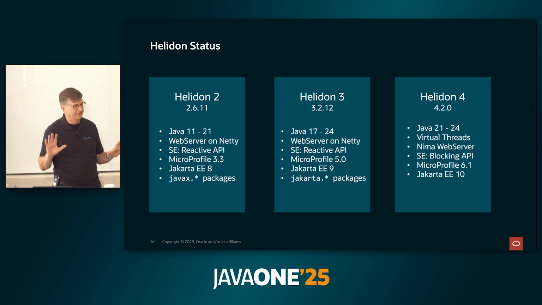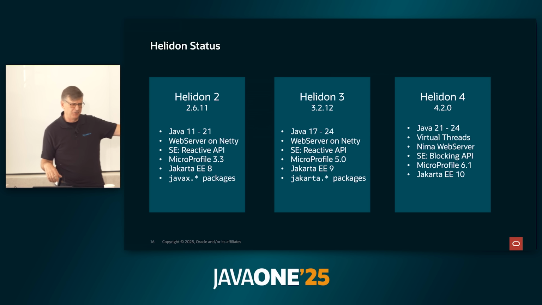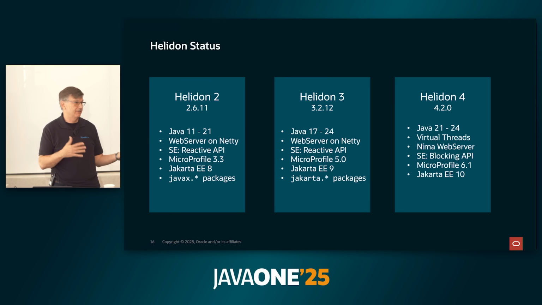And Helidon status, we currently have 3 lines running. If you want to look at this as tip and tail, Helidon 4 is our tip. Helidon 2 and 3 are our tail. We also have a very old tail called Helidon 1. In Helidon 2, our baseline Java version was Java 11. Our web server was based on Netty. And we supported Jakarta EE8 APIs, right? JAX-RS, that was Jakarta EE8.